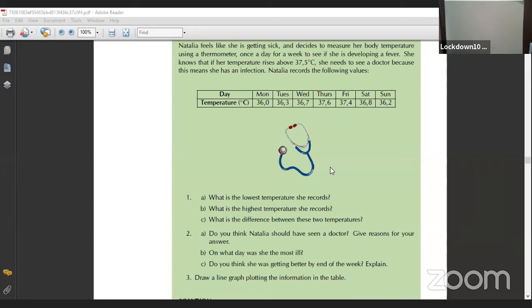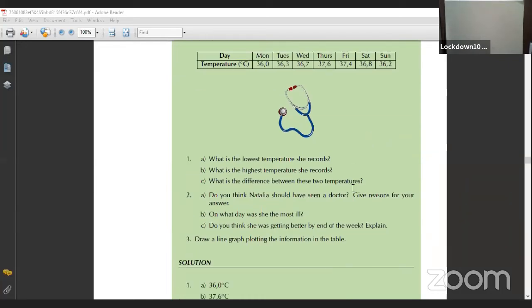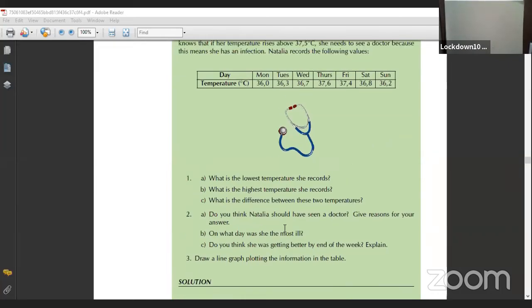What do you think, guys? The highest temperature she records? Yes, that's it, guys. 37.4. That's the highest temperature she recorded. Part C says, what is the difference between these two temperatures?